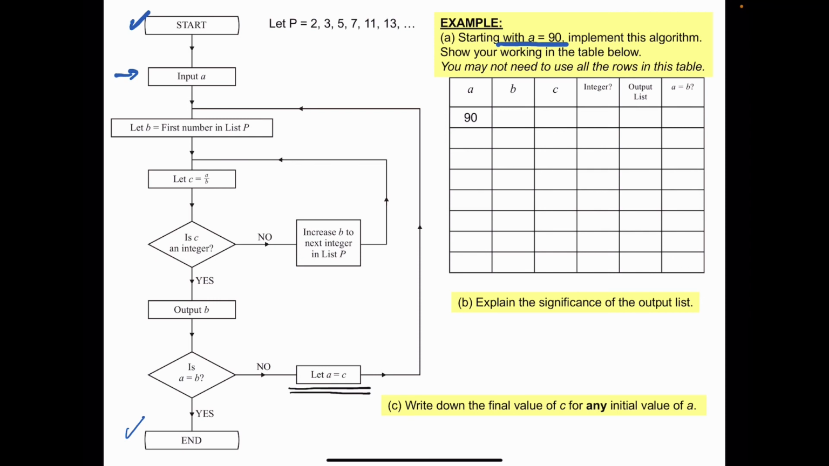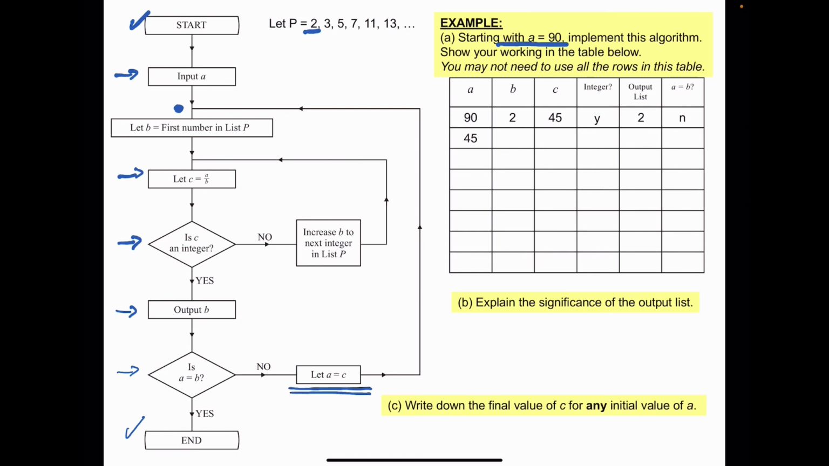Then the next one, I'm taking the first number in the list of b-values, which is number 2. I am dividing a by b to get c, and I'm making the decision here if it's an integer. Yes, it is. That means I'm outputting the value of b, that number 2. Next decision I'm making is if a is equal to b, and because it's not, I'm following this path and assigning to a the value c, which is 45. And then I'm going back to this point.